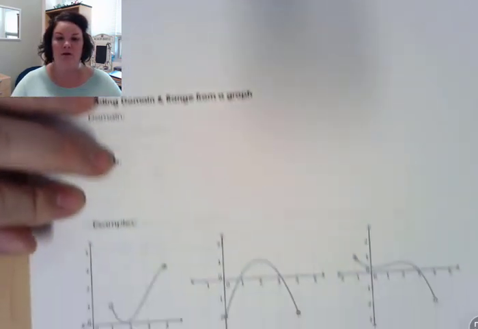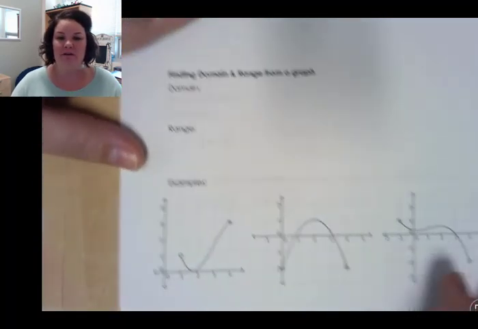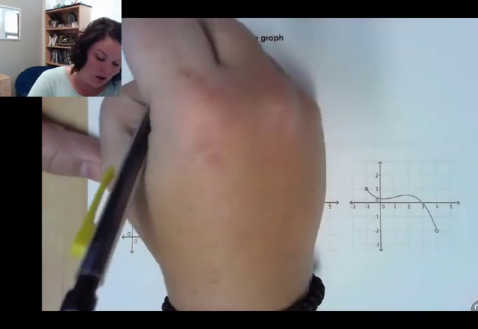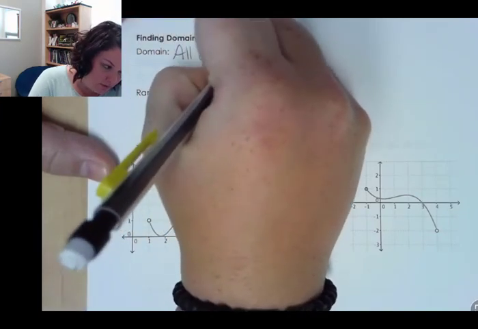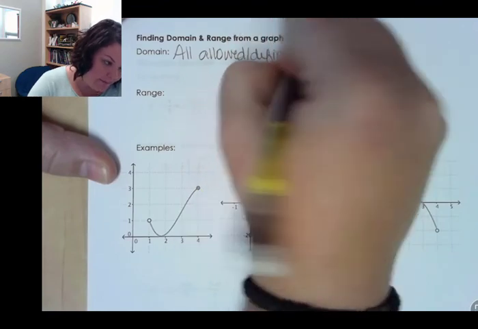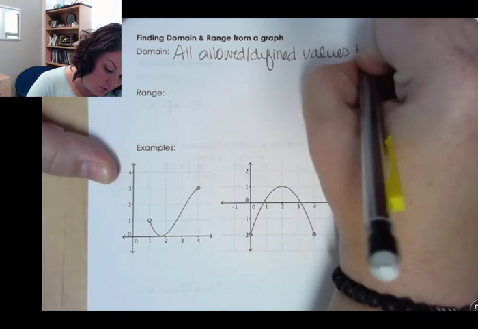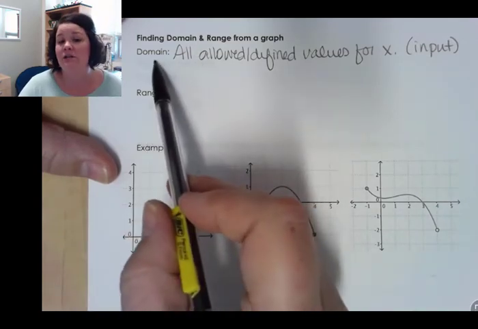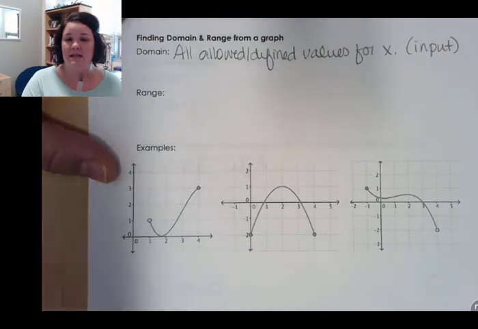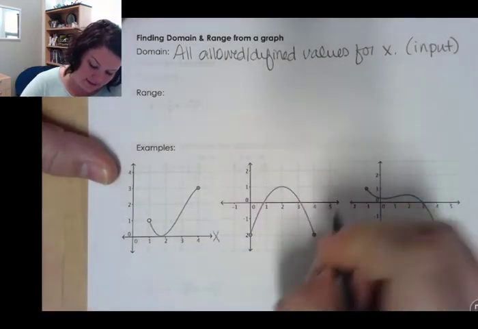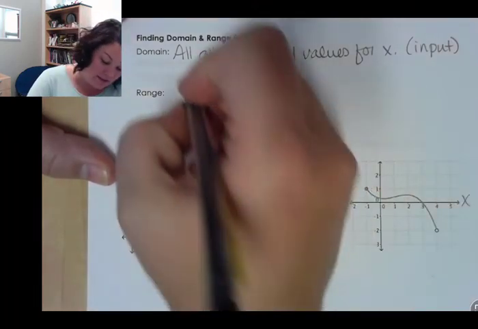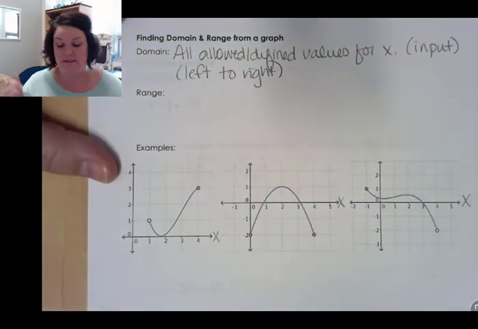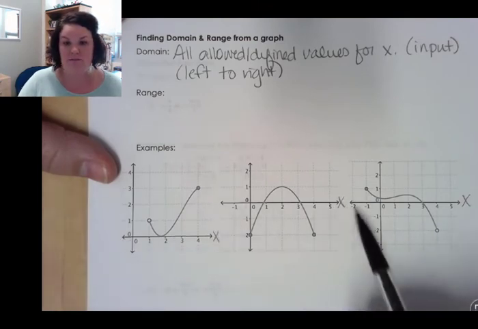And that is when we are looking at a graph. So when we're looking at domain and range using a graph, our domain, again, is all allowed or defined values for x, okay, or our input, okay? And actually, if we're talking about all allowed values for x, x is the horizontal axis, right? This is our x-axis. So this is going from left to right, because we go from our smallest x to our biggest x.